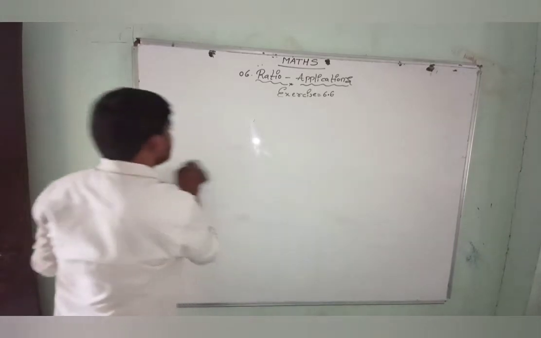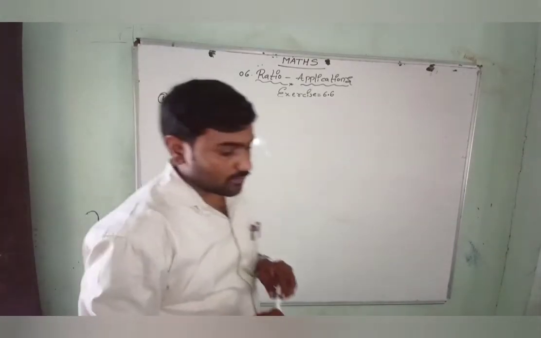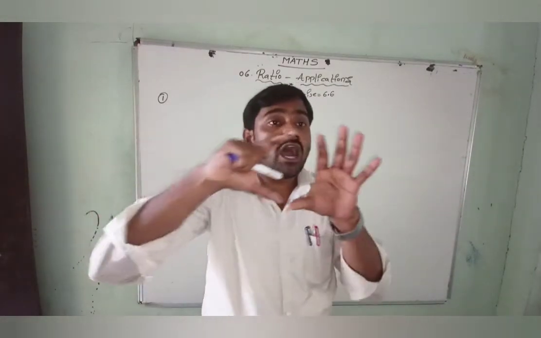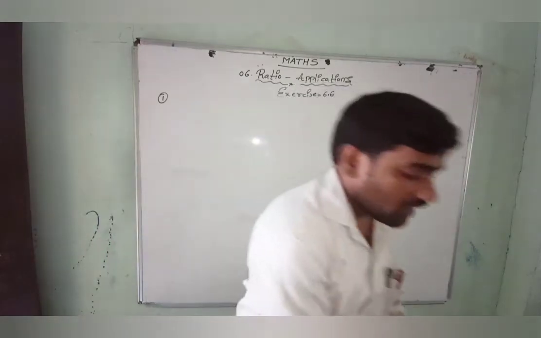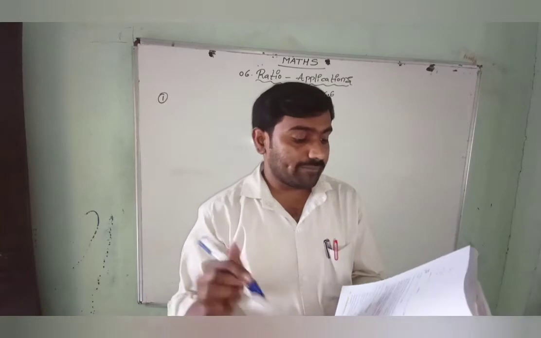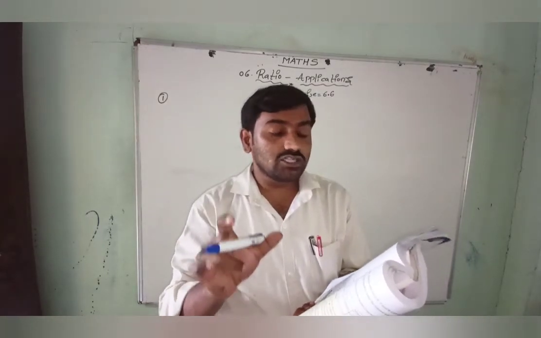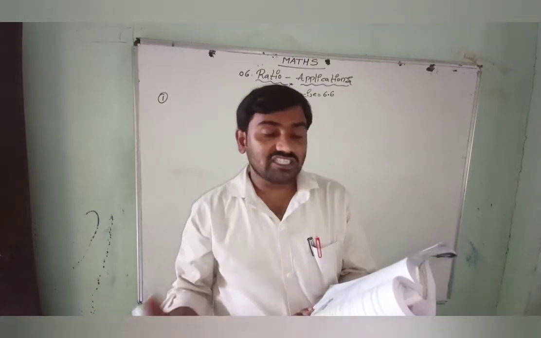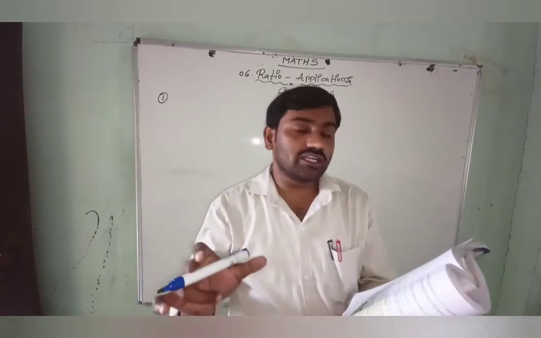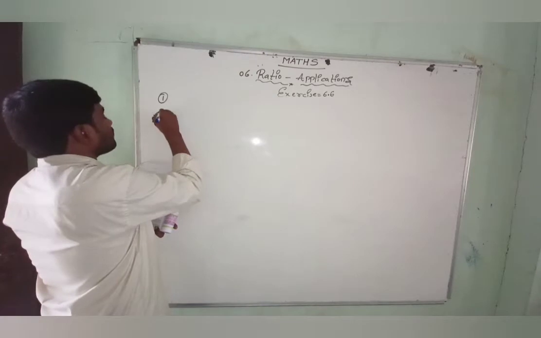So now we go to question number 1. How long will it take? That means how much time it will take. So we need to find the time. The sum of 12,600 is invested at the rate of 9% per annum to become 15,624. The principal is given.